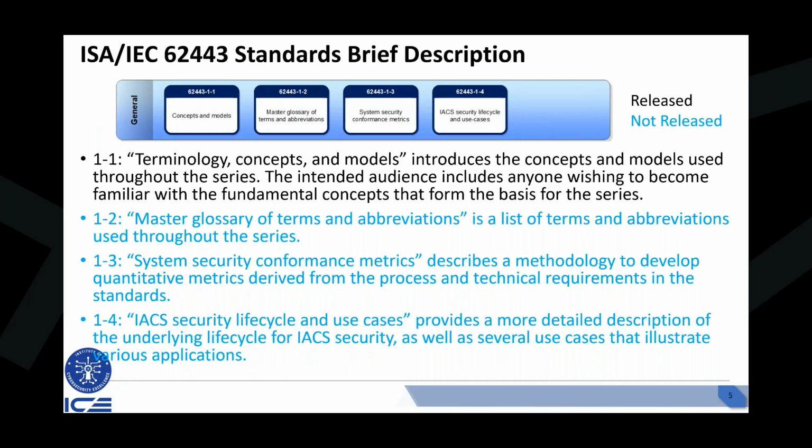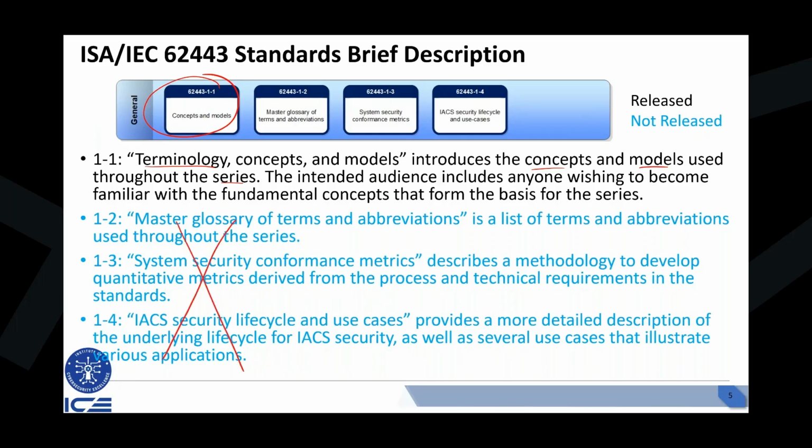So if I look at the first one, 1-1, concepts and models. As discussed yesterday, it focuses on terminology. It introduces the concepts and models used throughout the series. And 62443 is quite comprehensive, so it has a lot of different terminologies and concepts that they use. 1-1 is just a TS, a technical specification, which introduces you to these concepts and models. Of course, the rest of the documents have not been released yet.